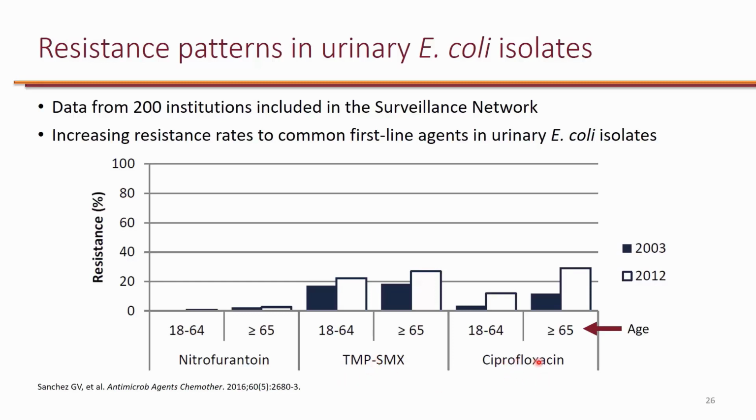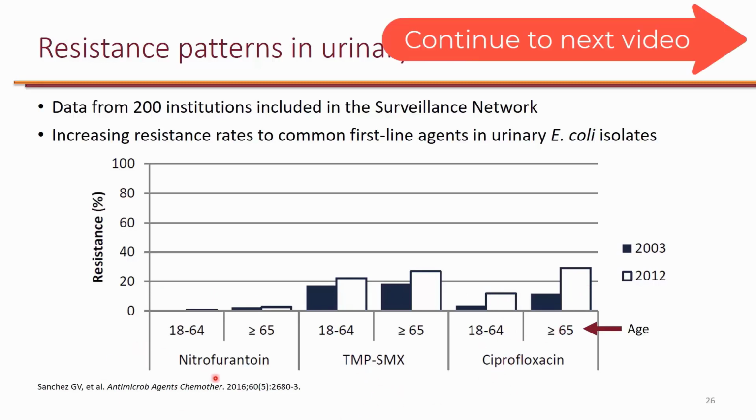The same goes for ciprofloxacin. In 2012, the threshold is 10%, so definitely over 10% for both age groups. That's why Cipro and Bactrim should not be used empirically. Nitrofurantoin can be used empirically for cystitis only.